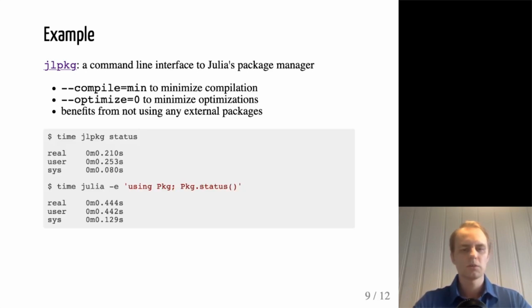Just to show some time comparisons here, take a package status call. It's about half of the time compared to starting Julia and invoking the command directly. This is just the difference between the regular startup options compared to compile min and optimize zero. So here the time is cut in half. To add a package, for example DataFrames, it's even better than half. And to remove packages, almost three times as fast. So this is clearly noticeable when you're working from the command line. It doesn't feel as laggy, and you don't really have to wait for these simple commands to keep working.